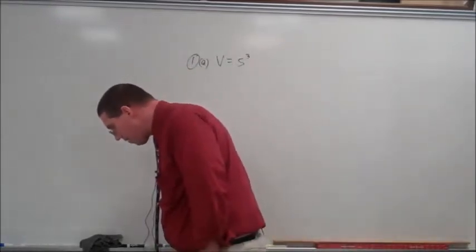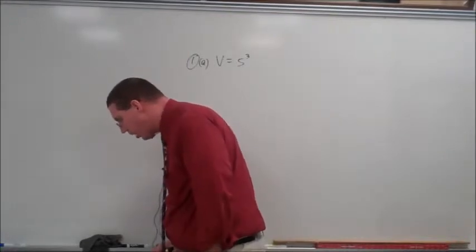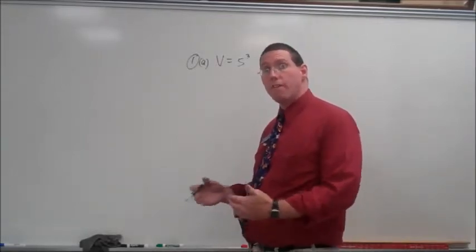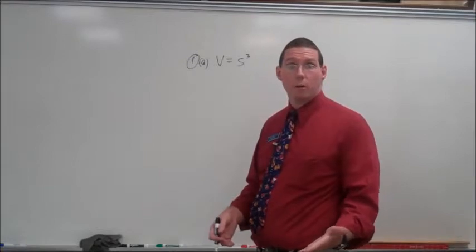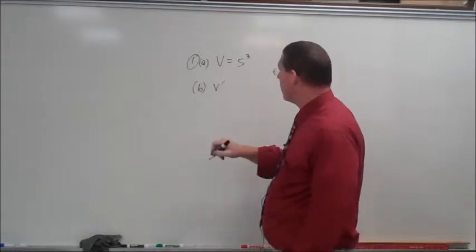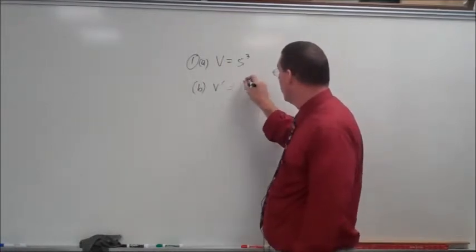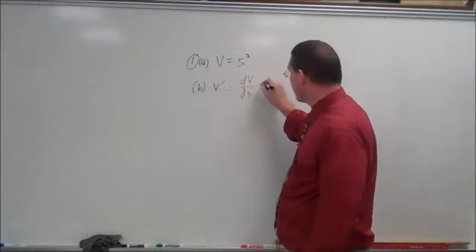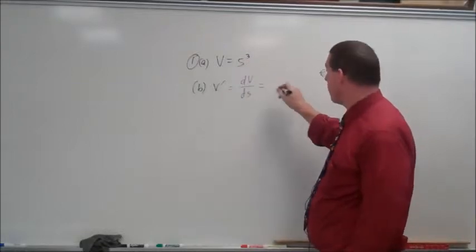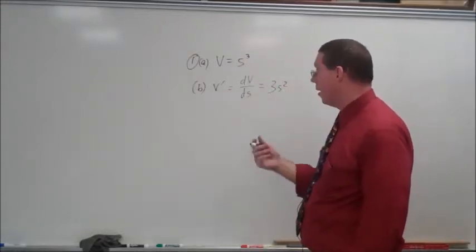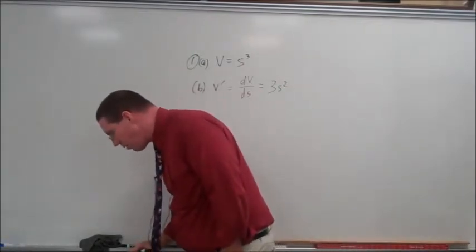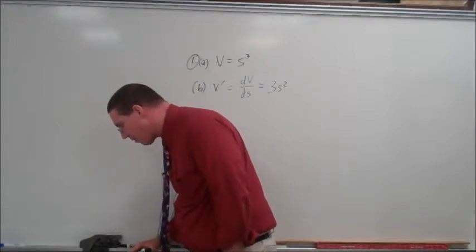Then in part B, it says, find the instantaneous rate of change of the volume with respect to side. Well, the instantaneous rate of change in volume with respect to side is just the derivative of volume with respect to side. So part B is just going to be V prime, the derivative of volume, or we could say dV/ds. Well, we can just apply the power rule here, and we get 3s squared. Done with that one.